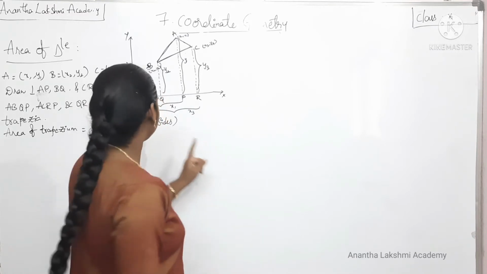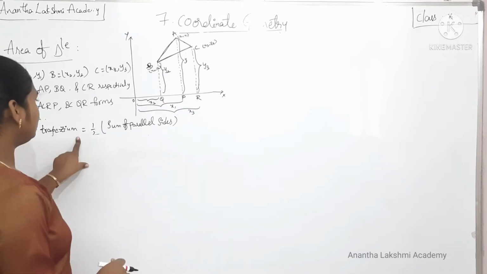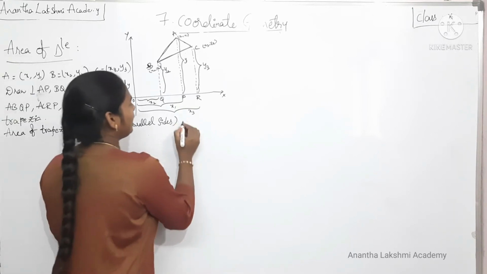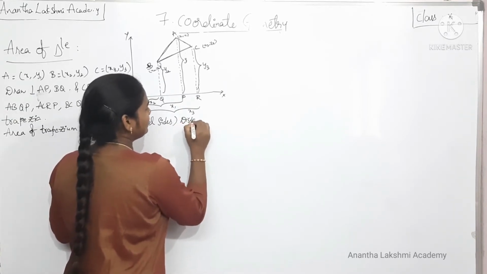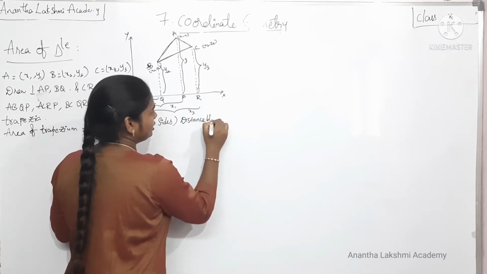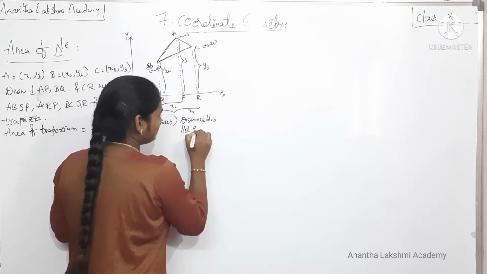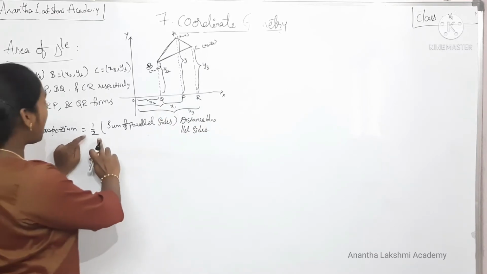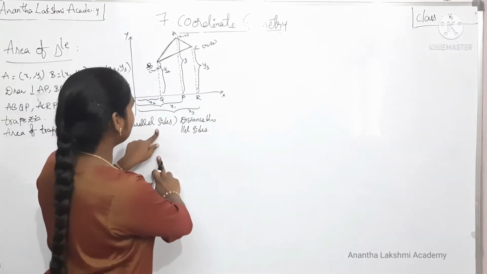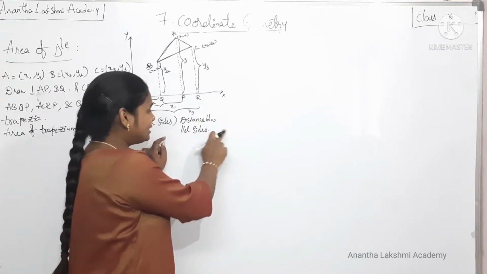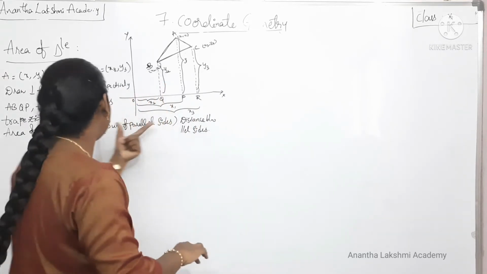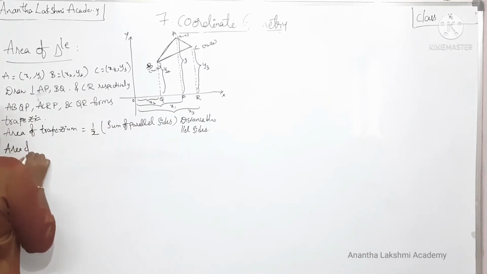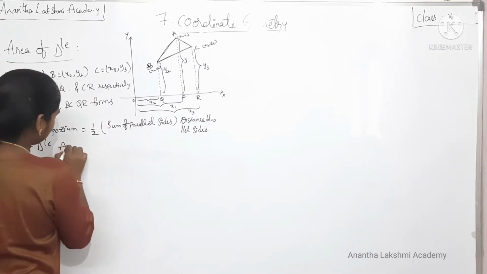Please go through it. The area of a trapezium is equal to half into the sum of the parallel sides multiplied by the distance between the parallel sides. The area of a trapezium is half into the sum of the parallel sides multiplied with the distance between the parallel sides. So let us try figuring out the area of triangle ABC.